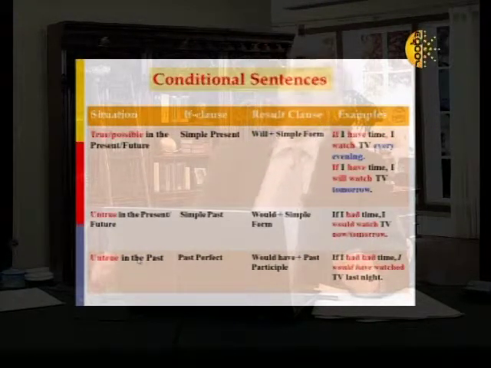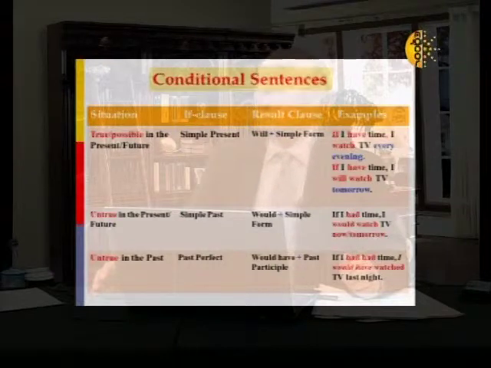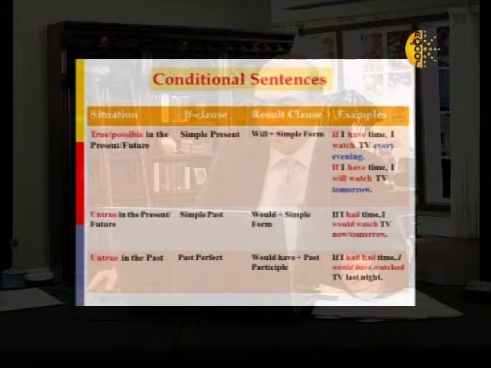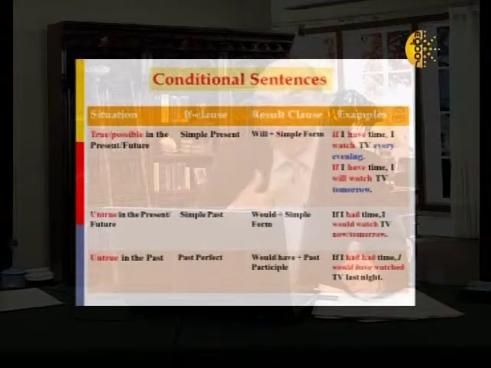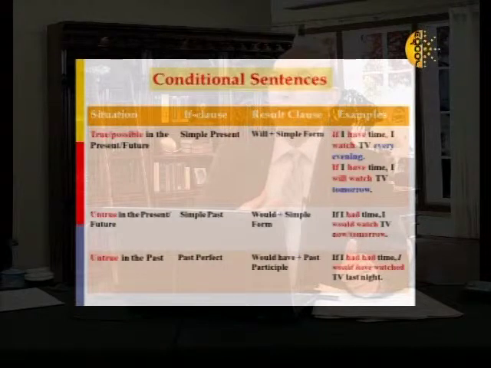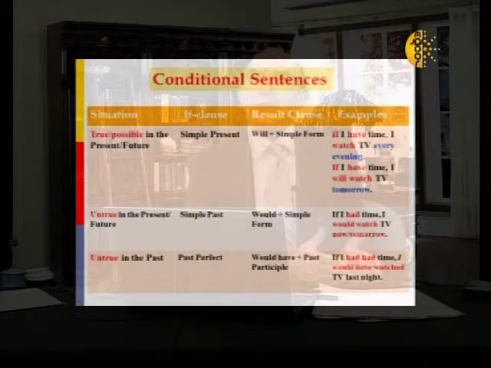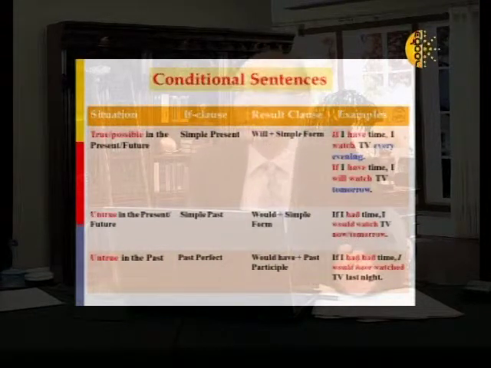If the situation is untrue in the past, you use past perfect tense, and you use would have plus the past participle form of the verb. Look at this sentence. If I had had time, I would have watched TV last night. It means last night I did not have time. I did not watch TV. But if I had had time, I would have watched. It was my intention to watch TV, but I did not have time. So when you want to say that, use past perfect, and then you use would have plus the past participle form of the verb.